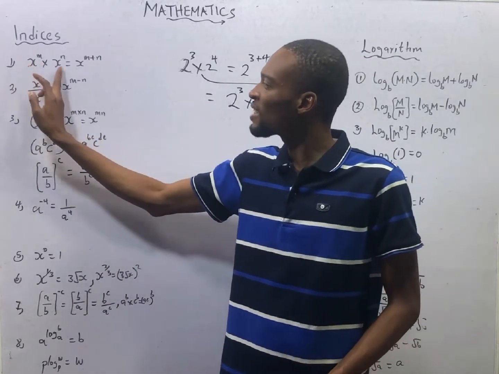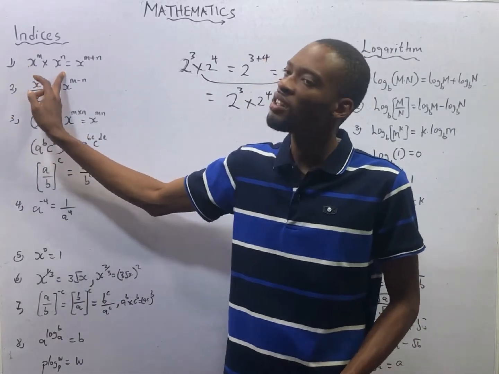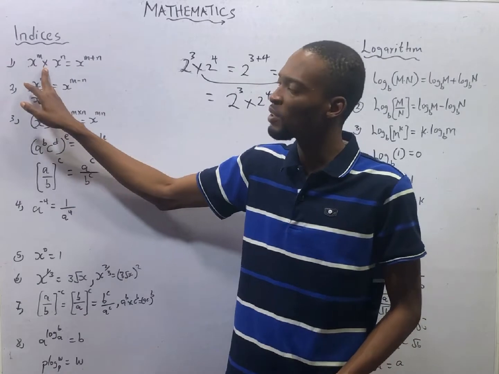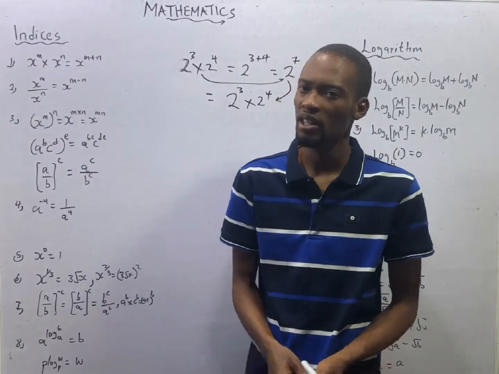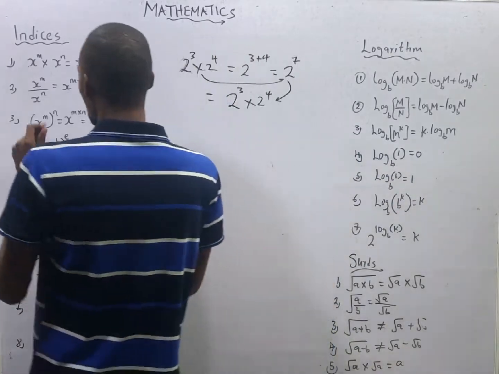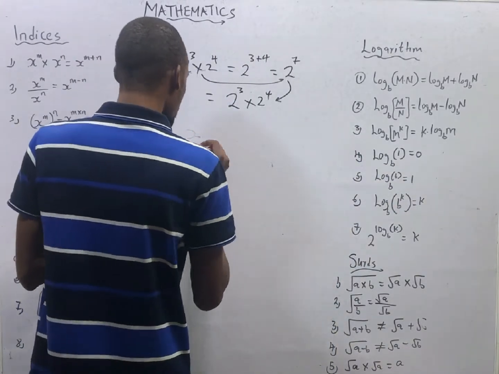Here, the bases are the same. We take one of the bases, then we add the power since we are multiplying. When you are dividing, you subtract the power, which means this is s.